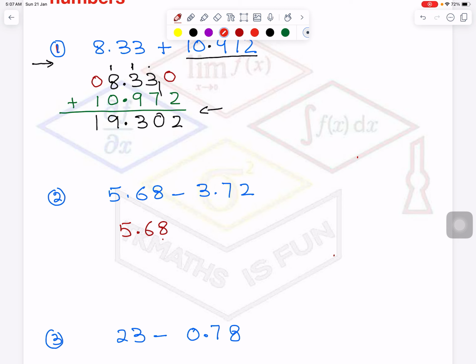3.72. So decimal will come under decimal, so 3.72. Now when you add it up, we always start adding from the right hand side and go towards left. So 8 plus 2, 10, 1 will be carried forward. 6 plus 7, 13, 13 plus 1, 14, and decimal will come here in the same line. 5 plus 3 plus 1, 9. So your answer is 9.40.